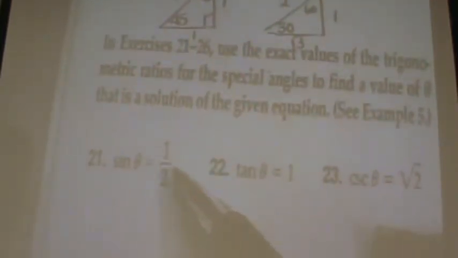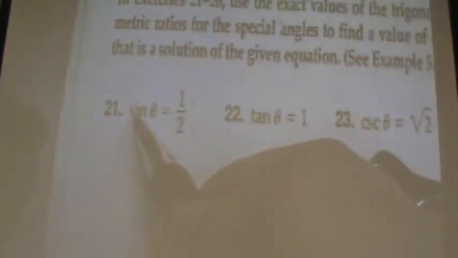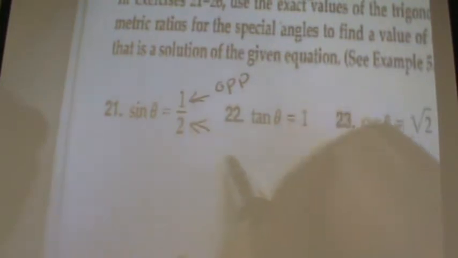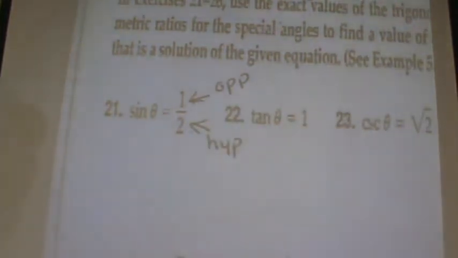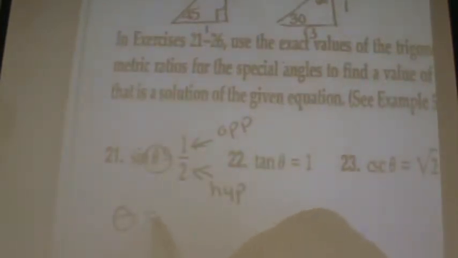Okay, so now, it's one of these angles. Which angle has a side opposite to hypotenuse of 1 to 2? Why did I say opposite over hypotenuse? Because of the word sine. Sine is a ratio. It measures the side opposite over the hypotenuse. So what angle is this? What degree measure is that? It's a 30.